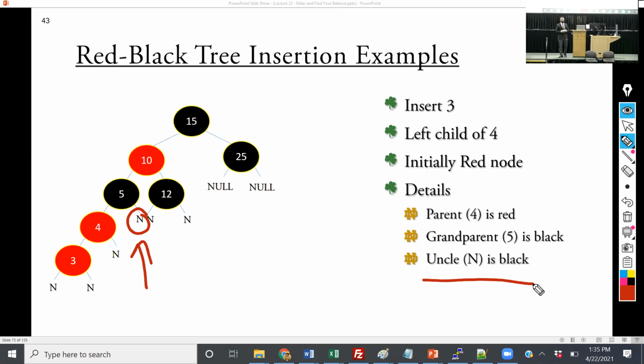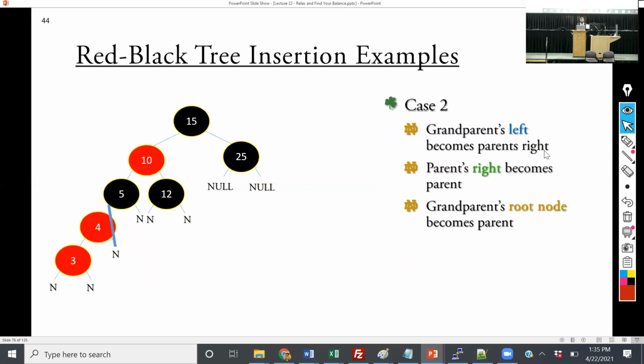So in this case, we have 2 red nodes here, and a black grandparent, and now what we can do is this becomes our case 2. So now I'm going to address the question in the Slack.